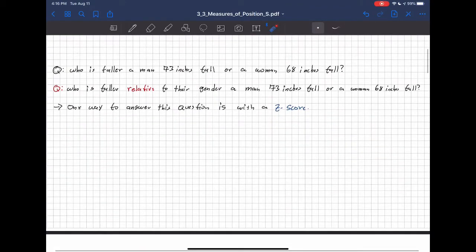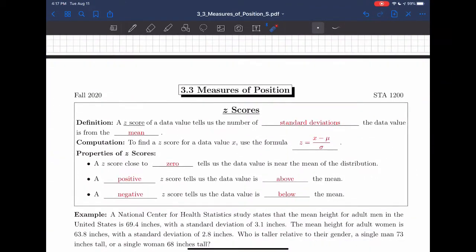So what is a z-score? A z-score tells you the number of standard deviations that a data value is from the mean. So how do you find your z-score? For a specific data value x, we use this formula: it's x, which is your data value that you want to compare, minus the mean of your population, over the standard deviation of your population.